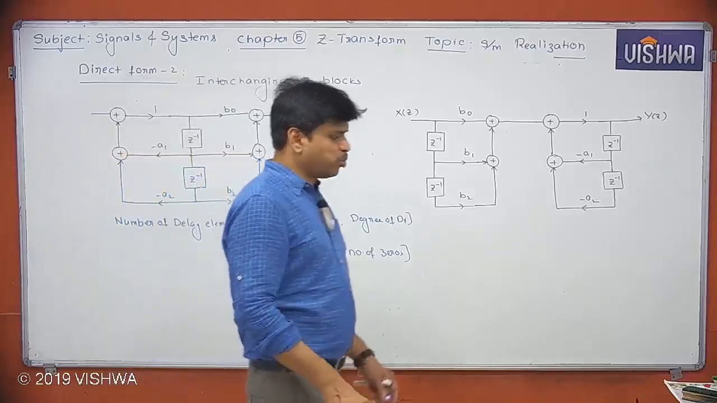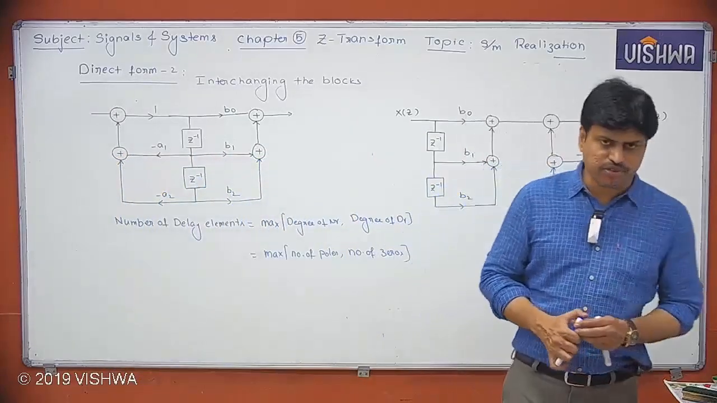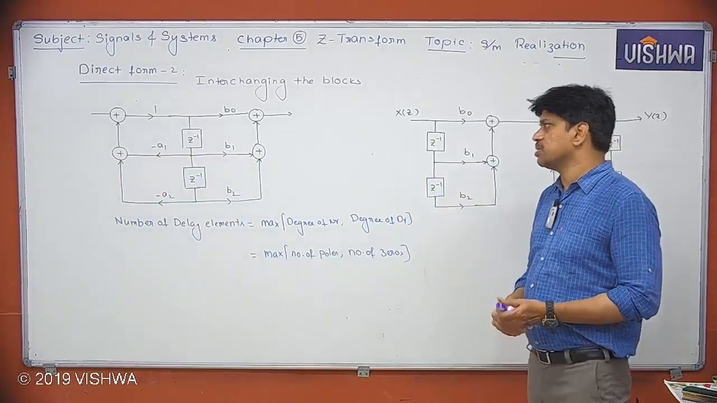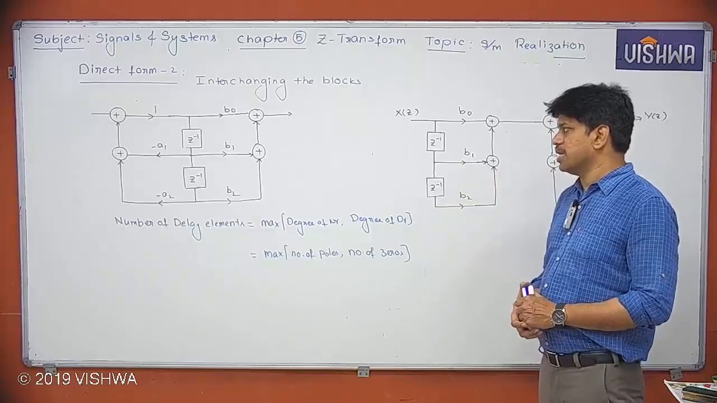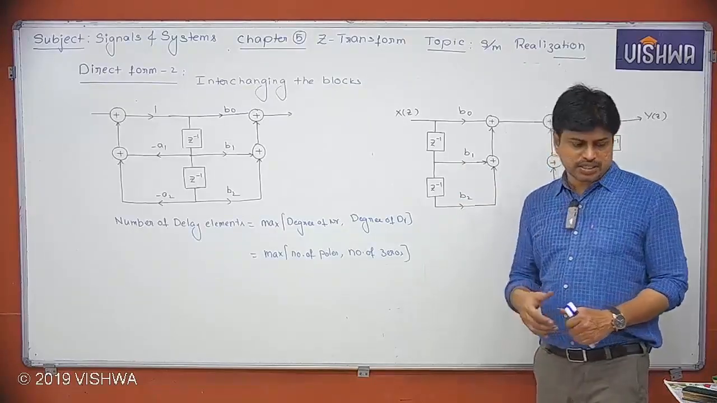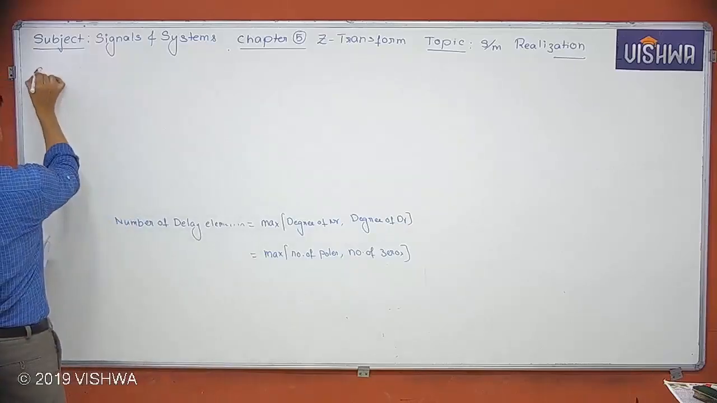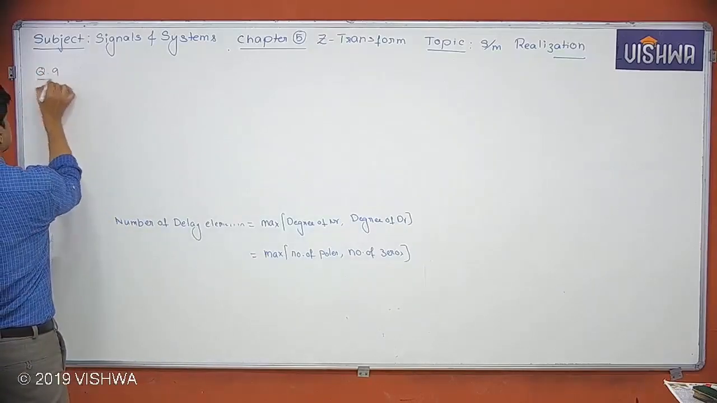I hope you understood why direct form 2 is preferred over direct form 1, because direct form 2 has fewer elements. Take it 9, continued with the Z-transform.